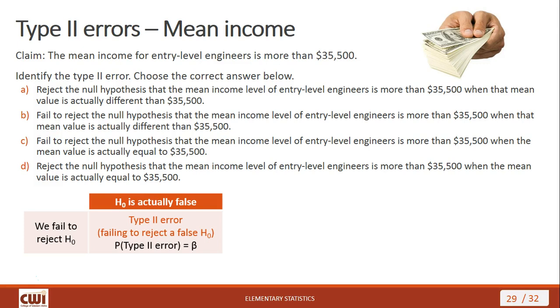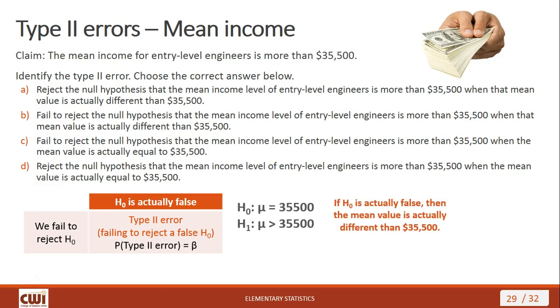H0 actually is false. But what is H0? Again, go back to your null and alternative hypotheses that you constructed originally. So the null hypothesis is that mu equals 35,500. If H0 is actually false, that means the mean value is actually different from 35,500. So right off the bat, we're going to eliminate answer options C and D, because we're saying the mean value is actually different from 35,500. So it's going to be A or B.